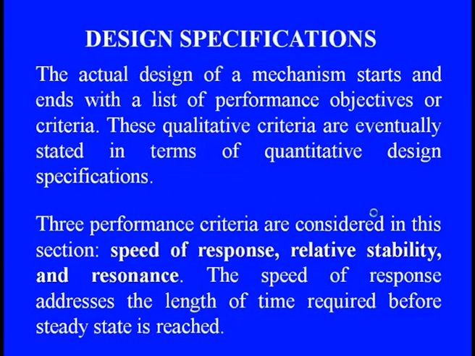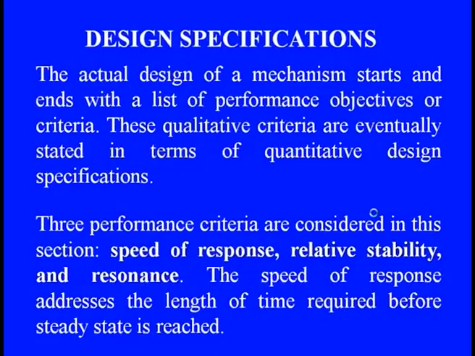So now, in the second category, we are again going to discuss the design considerations in the material selection for suppression of vibration, but mainly the design specifications. The actual design of any mechanism starts and ends with various performance objectives or criteria, which require specific specifications so that, without any failure, the robustness of the mechanism or machine remains. These criteria are stated in terms of quantitative design specifications, so that we can get the desired performance from the machine or mechanism.